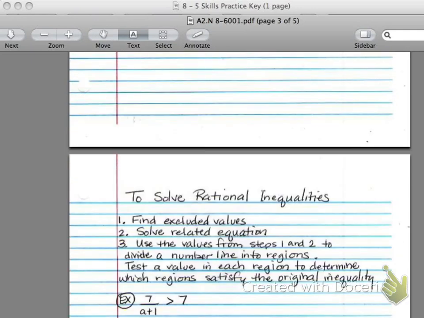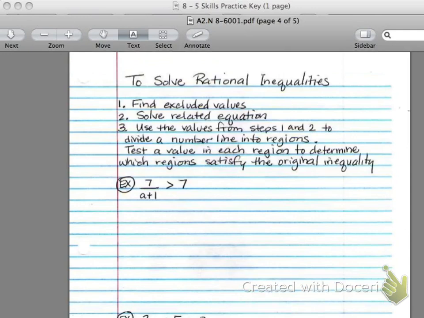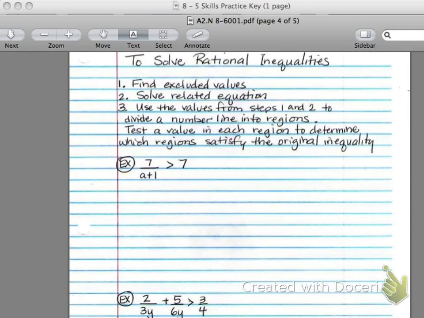Solving inequalities isn't much more difficult. It is a little bit longer. Okay? You're still going to find the excluded values. Then you're going to solve the related equation. You're basically going to do everything the same. But then you're going to use the values from step 1 and 2 to divide a number line into regions.